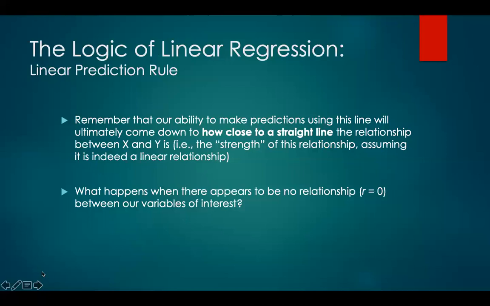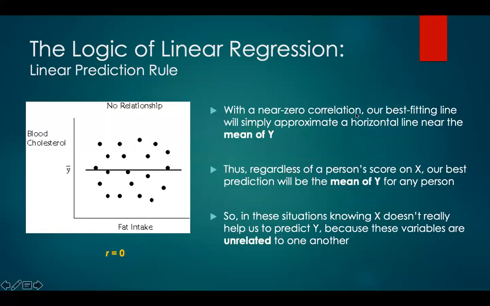So remember that our ability to make predictions using this line will ultimately come down to how close to a straight line the relationship between x and y is. So that is the strength of this relationship, assuming it is indeed a linear relationship. What happens when there appears to be no relationship between our variables of interest? With a near zero correlation, our best fitting line will simply approximate a horizontal line near the mean of y. Thus, regardless of a person's score on x, our best prediction will be the mean of y for any person. So in these situations, knowing x doesn't really help us predict y because the variables are unrelated to one another.